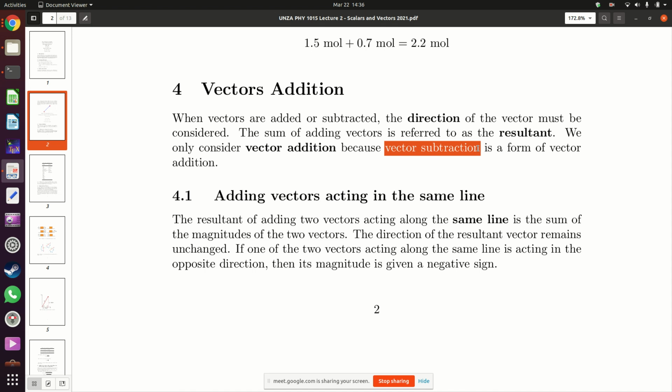When you are subtracting vectors, basically what you're doing is you're actually adding vectors. You're adding one vector plus a negative vector. Now, a negative vector in physics has got a specific meaning. It means that this particular physical quantity is pointing in a direction which is opposite to the other vector you're adding it to.